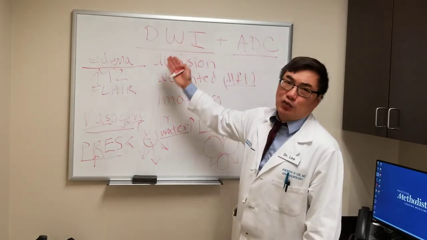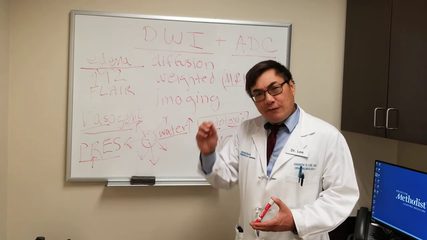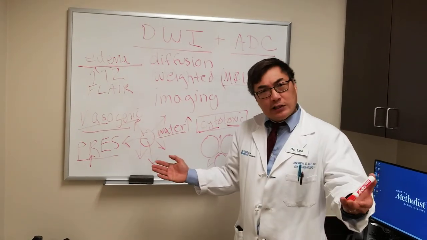So the bottom line is we use the diffusion-weighted imaging to image based on the diffusion of water, which could be restricted or unrestricted.